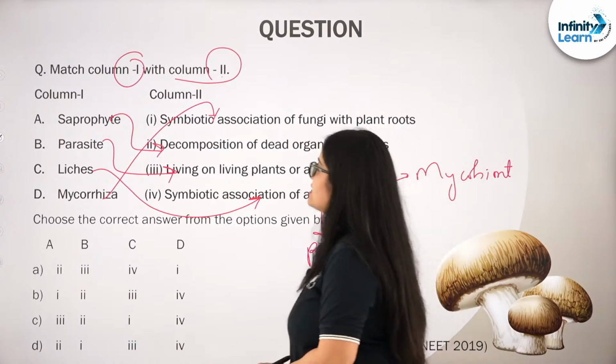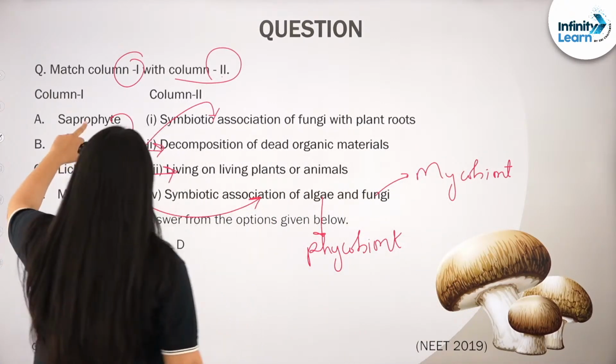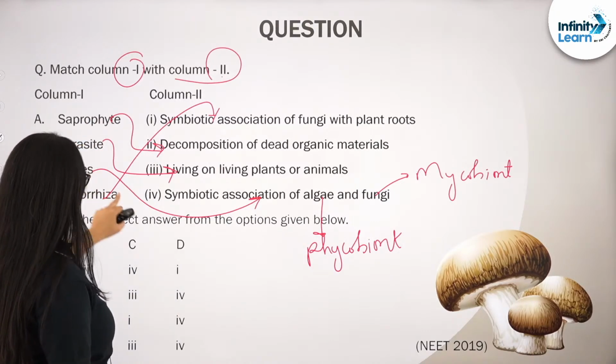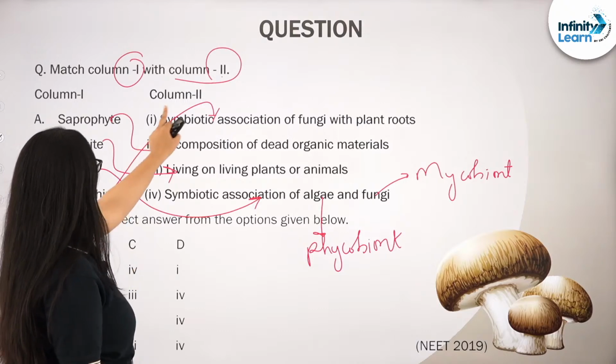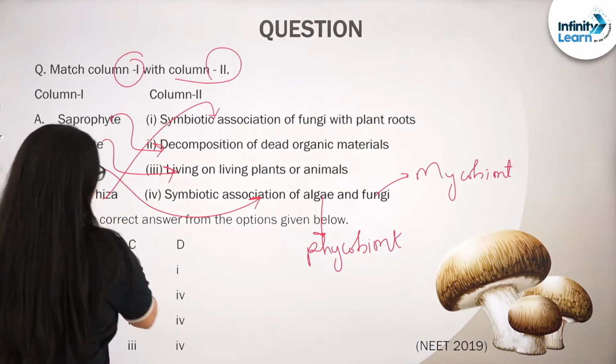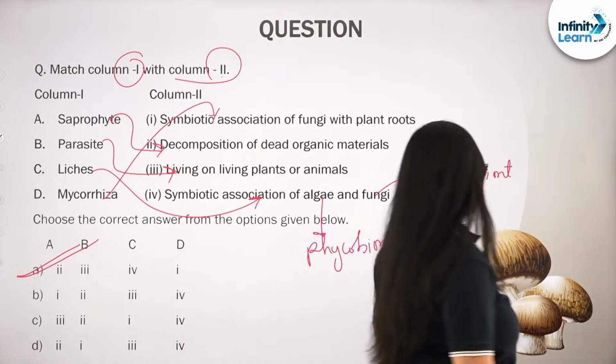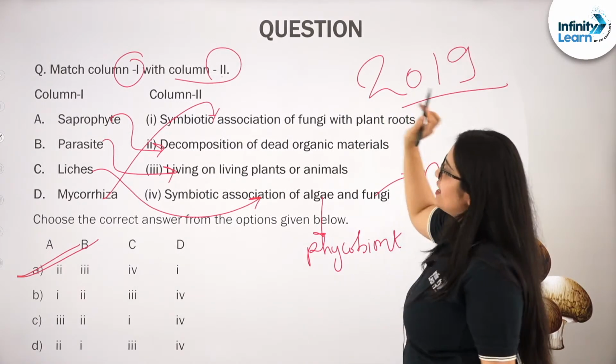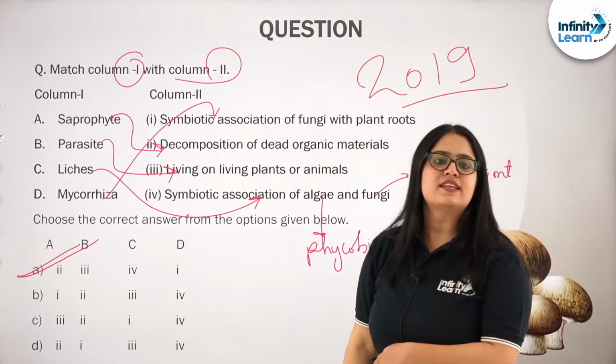So I think the right answer to this should be A is matched to 2, B is matched to 3, C is matched to 4, and D is matched to 1. So first one is the right answer. This question was asked in NEET 2019. Right, my kids? Let us see the next question.